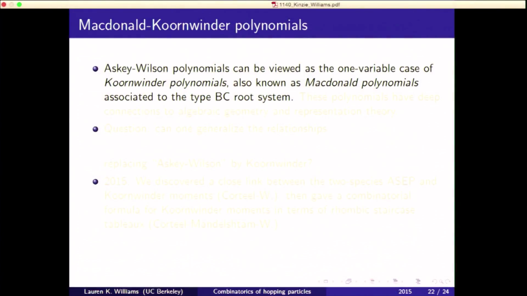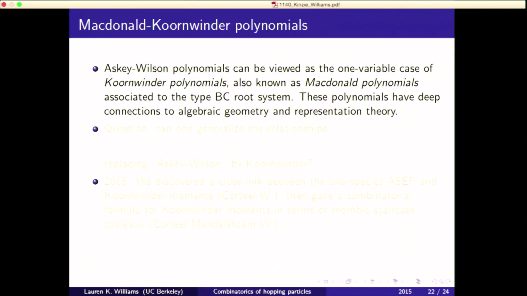Okay, now one can keep generalizing everything. So why stop at one variable? It was pointed out to us by various people that Askey-Wilson polynomials are the one-variable case of Koornwinder polynomials, which are also known as Macdonald polynomials of the root system BC. And these polynomials have connections to algebraic geometry and representation theory, so they're very important.